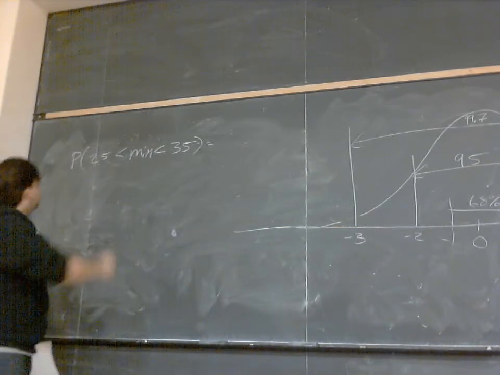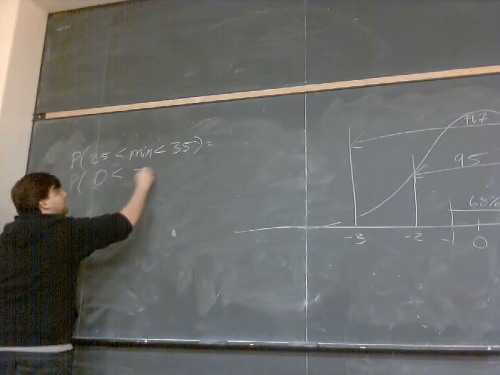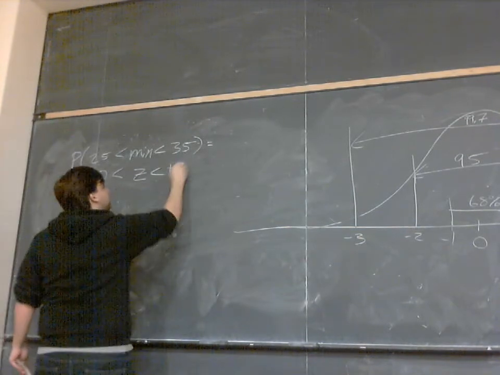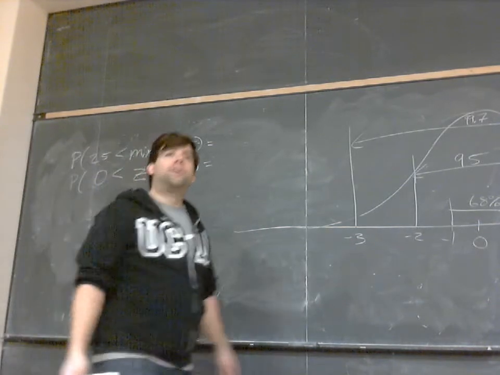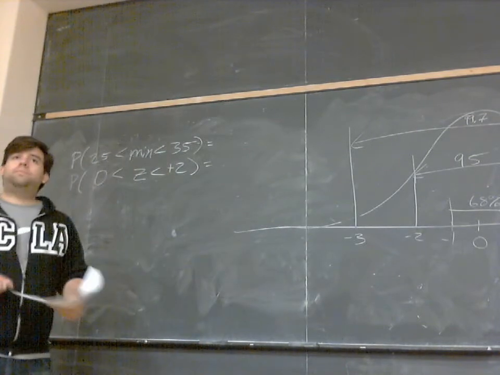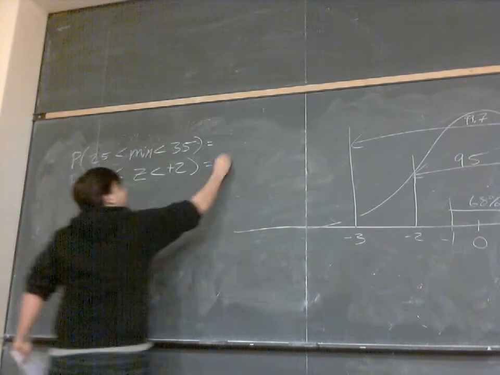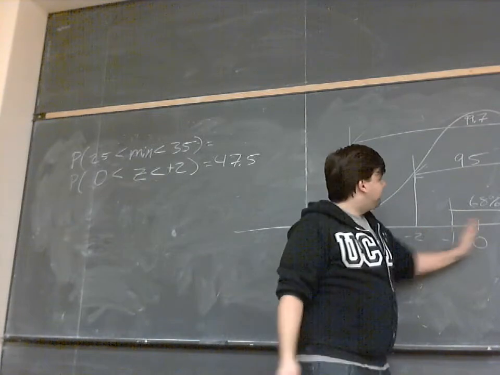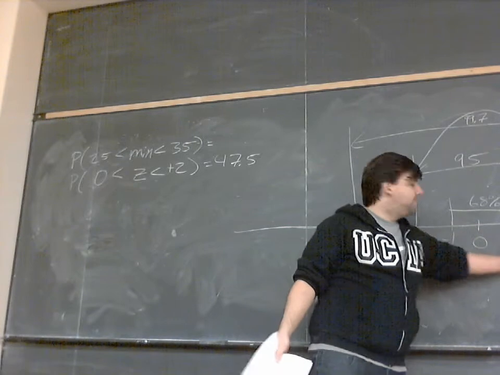So what's the z-score of this one? 0. It is the mean, right? 35, we already found the z-score of that, positive 2. Well, this one's not given as easily by the empirical rule, but still fairly easy. What is this one? It's 47.5. From negative 2 to positive 2 is 95. Then from 0 to positive 2 is just half of that.